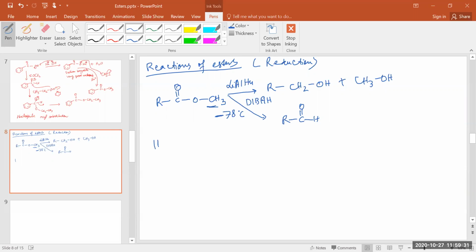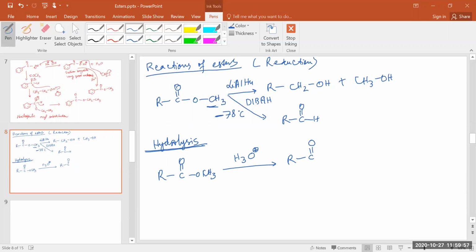Another is the hydrolysis. So esters can be hydrolyzed both under acidic condition as well as basic condition, okay, to an acid. It will be the reverse of the previous reaction. So, reverse of the previous reaction, this one.